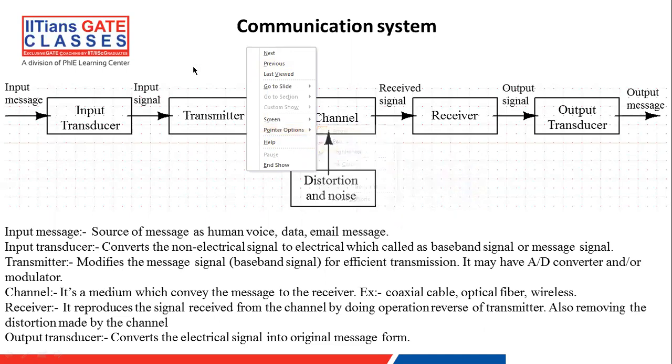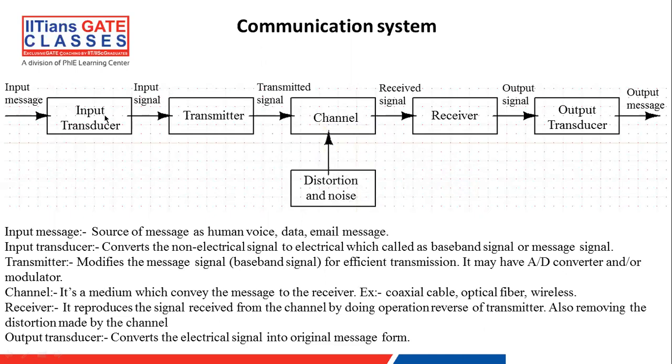The input transducer will convert that non-electrical signal into an electrical signal, and then we give this electrical signal to the transmitter, which will process it and convert it into another electrical form suitable for transmission. Then it will pass through the channel. A channel is nothing but a medium over which the signal will travel. It can be wireless or wired. When it comes to wired, it can be twisted pair, coaxial cable, and so on. Channel is the medium over which your signal travels to reach the receiver.